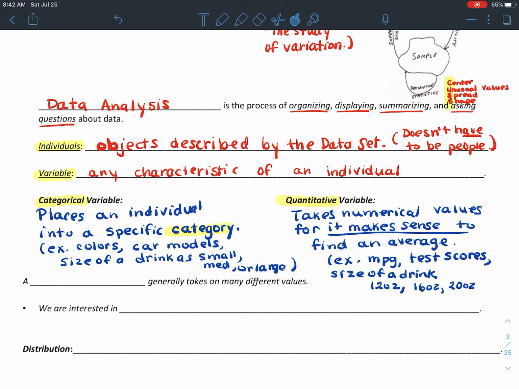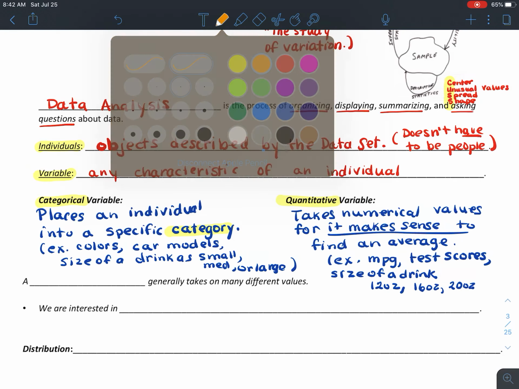So in that case, a zip code or even an area code for a phone number, it would fall more as a categorical variable than it would a quantitative variable. That's why it's not any numerical value. It's a numerical value where it would make sense to find an average, okay?